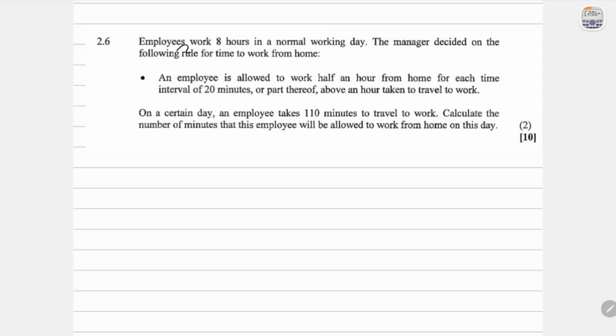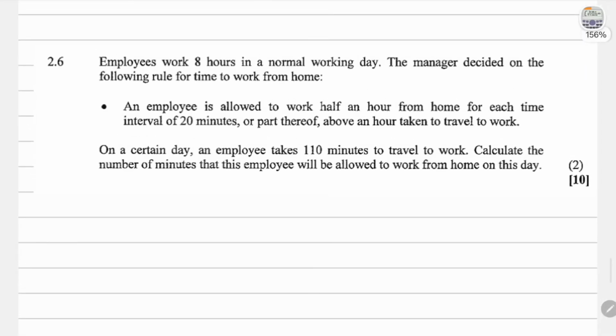Question 2.6 says, employees work 8 hours in a normal working day. The manager decided on the following rule for the time to work from home. Okay, so they work 8 hours normally, and this is the rule. The rule is an employee is allowed to work half an hour from home for each time interval of 20 minutes or part thereof above an hour taken to travel to work. Okay, we're going to have to break that down. And the question is, on a certain day, an employee takes 110 minutes to travel to work. Calculate the number of minutes that this employee will be allowed to work from home on this day. So the minutes that they can work from home.